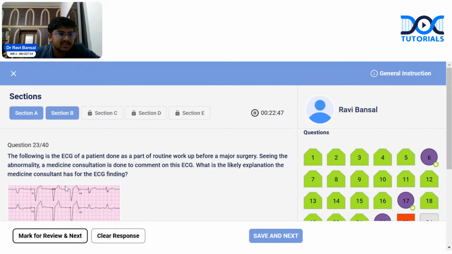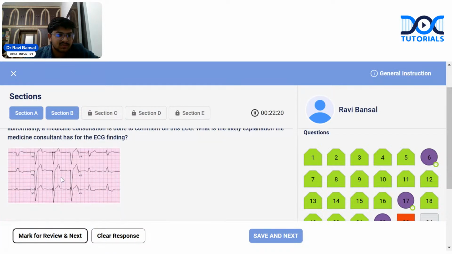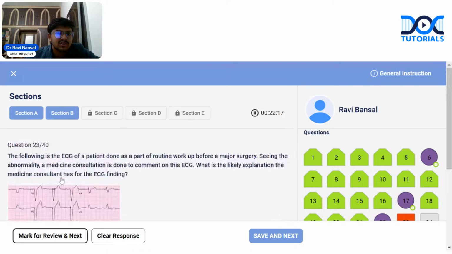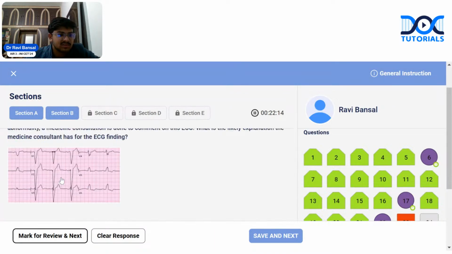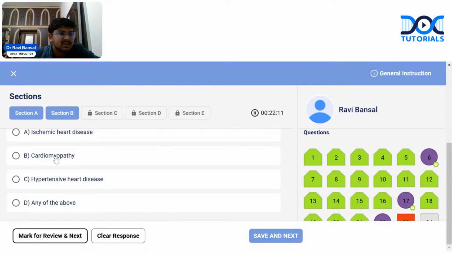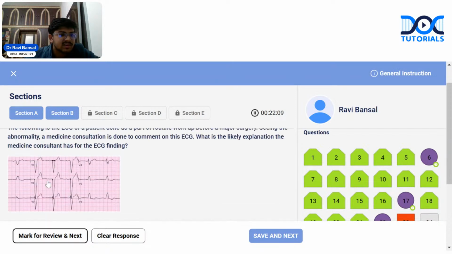What is the likely explanation the medicine consultant has given for the ECG? Whenever there is an ECG question, just read the history first because that might help you. You might not pick up the ECG changes so easily at an undergraduate level. The following is the ECG of a patient done as part of routine workup before a major surgery. Seeing the abnormality, a medicine consultation is done to comment on the ECG. They have not given much clinical history, so we have to see the ECG. They have given ischemic heart condition, cardiomyopathy, hypertensive disorder. So let's see the ECG. They have given V1 to V6.